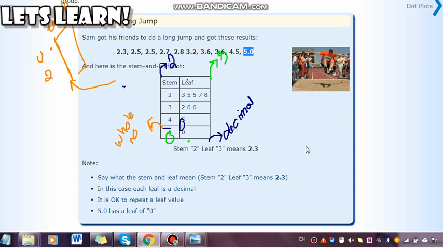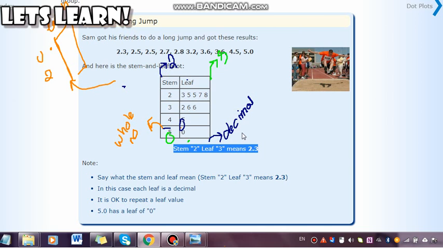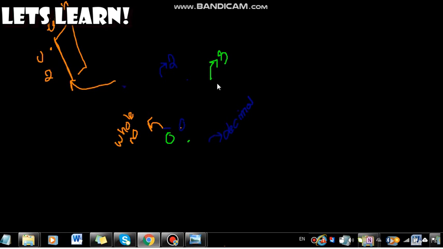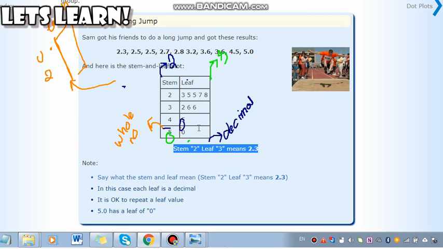Now you will be representing a key for each and every stem and leaf diagram you're going to draw. So here we are given a stem and leaf diagram key. So stem 2, leaf 3 means 2.3. They have told us how we are going to read the numbers in this stem and leaf diagram.